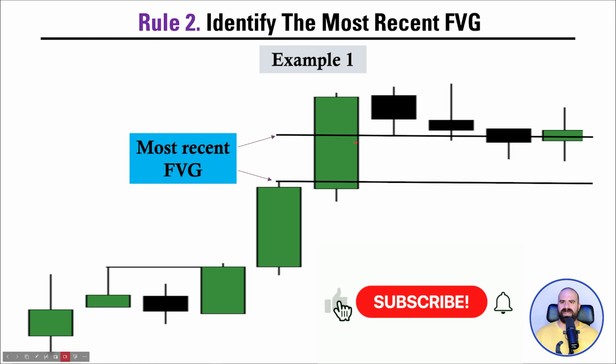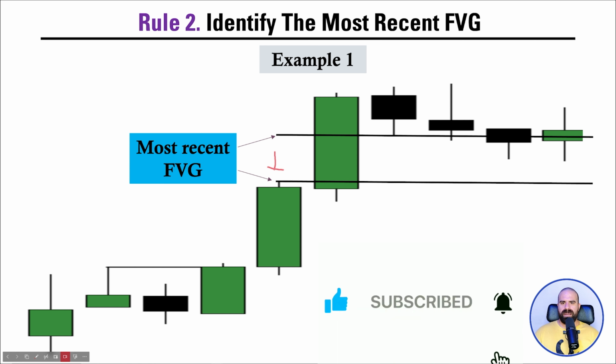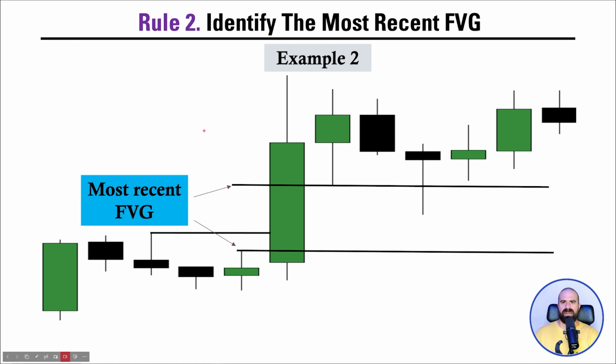A fair value gap is a gap that is created between three candlesticks. This is one candlestick, this is number two, this is number three. The low of the third candlestick and the high of the first candlestick left this gap. This has not been filled. With those three candlesticks, we see a gap in candlestick number two. If this wick would have been here, there would be no gap. Example number two. What is my most recent fair value gap?